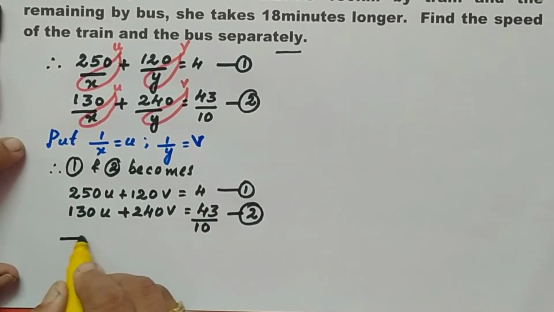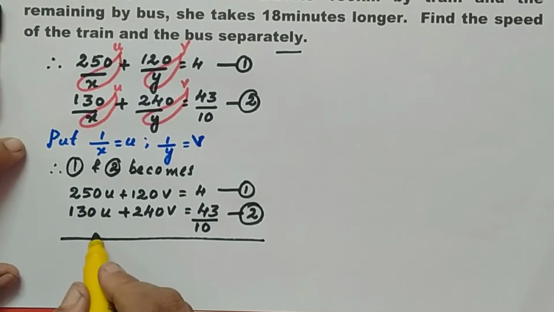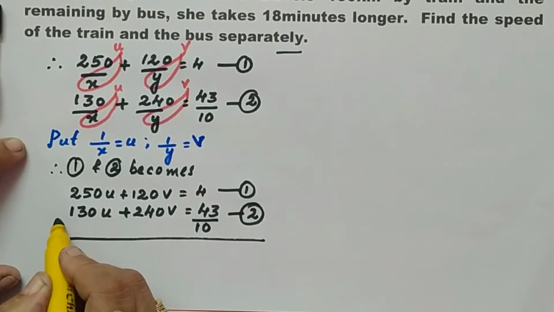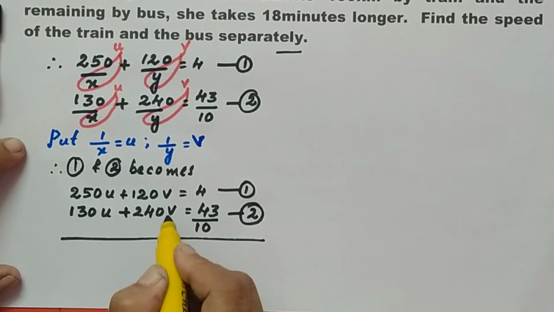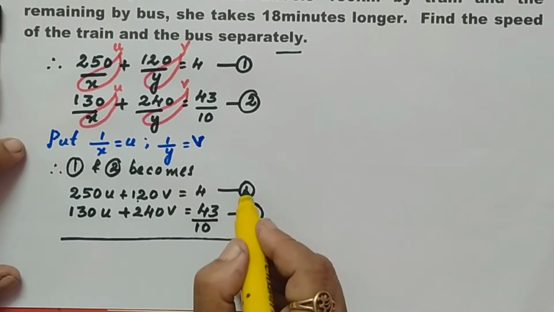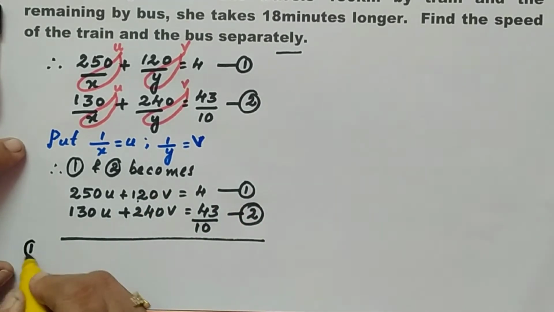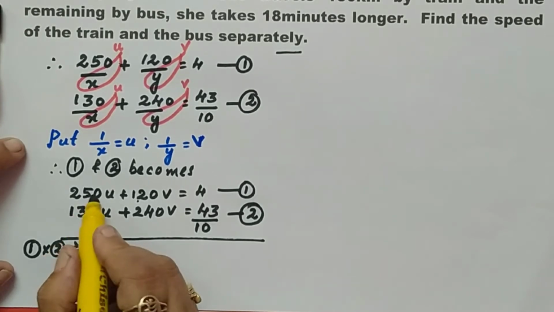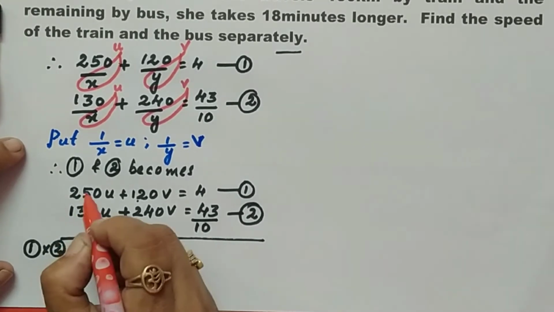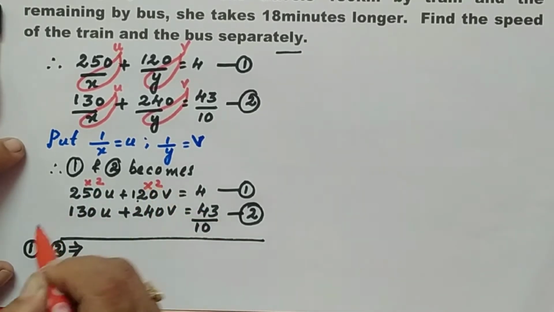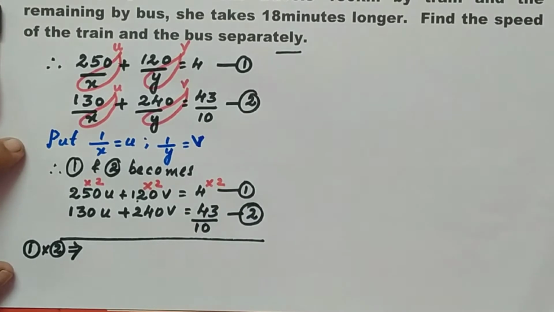Looking at this, many may think that to solve these two equations, you need to multiply this equation with 130 and this one with 250. Don't do that. It will become tedious work. Instead, look at the coefficients of v. One is 120 and the other is 240. So I am going to multiply equation 1 with 2. Multiplying with 2 means you need to multiply throughout with 2.